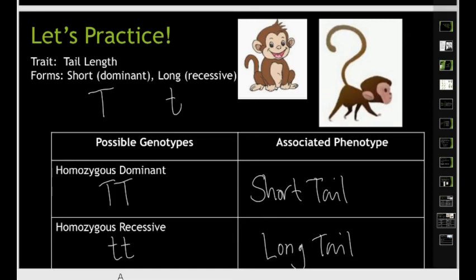However, you want to make sure that you choose letters that are easy to distinguish from each other, uppercase and lowercase. So for example, if I decided I wanted to use the letter S, that might be a problem because a capital S and a lowercase s look an awful lot alike. So there's what you have for genotypes and phenotypes, and this is what your practice quiz is going to be on.